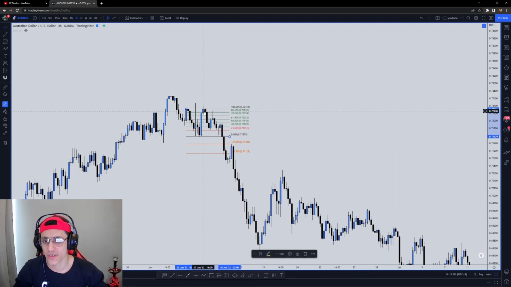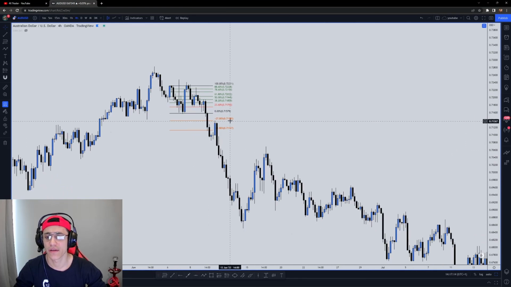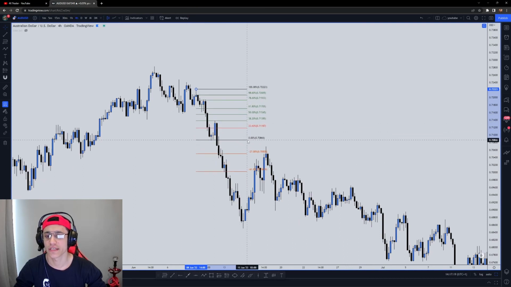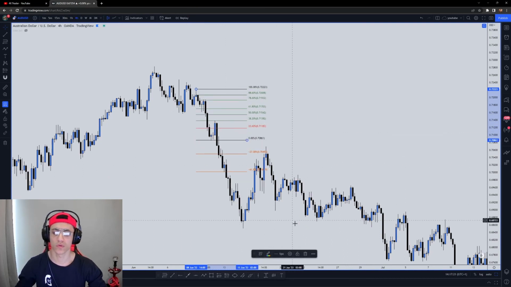It touched the 100, but you can see how the next following candle closed all the way down here. So therefore that is valid. You can take a trade, boom, all the way down, and so on and so forth. And you could repeat this process to find intraday setups all day, every day.